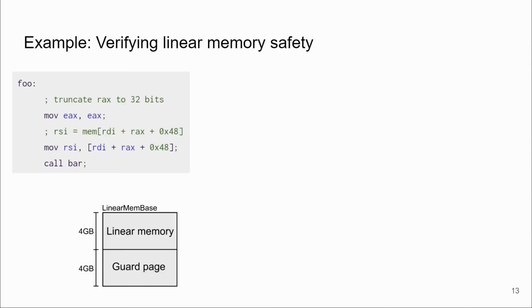Here is a function foo that simply performs a read from linear memory and then calls a function bar. Our linear memory checker ensures that all loads and stores actually land within linear memory or the guard page after it. To check the safety of this function, we need to check that this load from linear memory, RDI plus RIX plus hex 48, is within the region 8 GB after the linear memory base. The checker does this by analyzing the function line by line and collecting facts about the registers and stack values as it goes down. At the start of the function, all we know is that RDI points to the start of linear memory. We assume this for all functions. We know nothing about any of the other registers or contents on the stack.